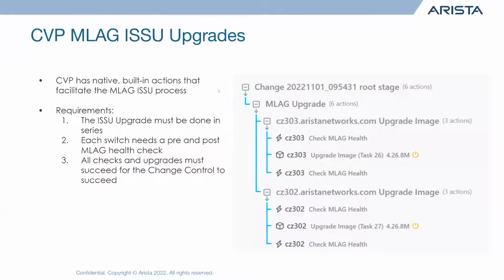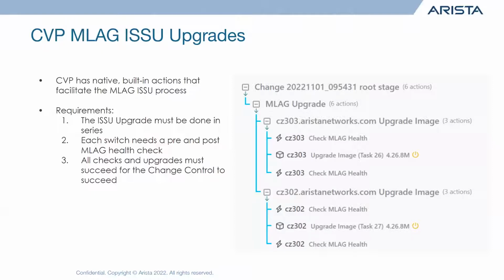The first thing you should know is for the MLAG ISSU upgrades that we're talking about, the primary method we have in CVP to actually perform that is our standard change controls. And on top of those change controls, there's really just one thing we're going to edit. If you look at the right, we can see this is a pretty standard change control window. You've got your root stage, and then we have our MLAG upgrade with 6 actions.